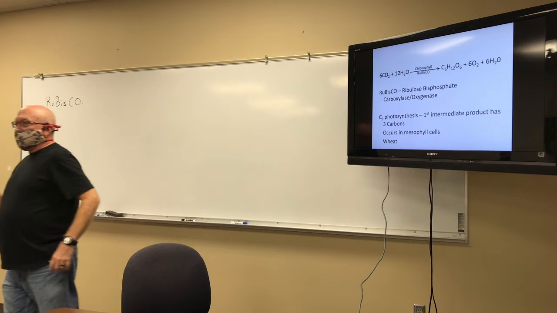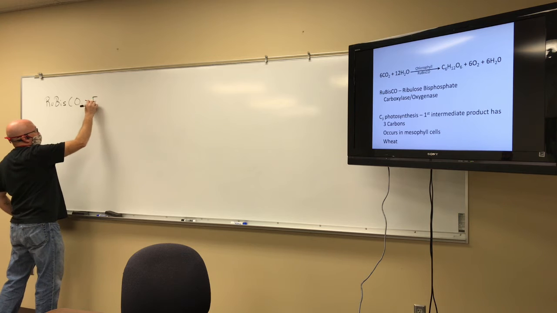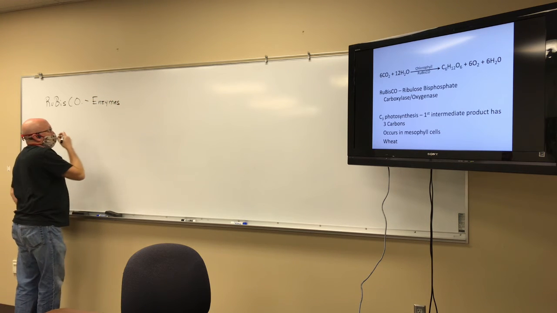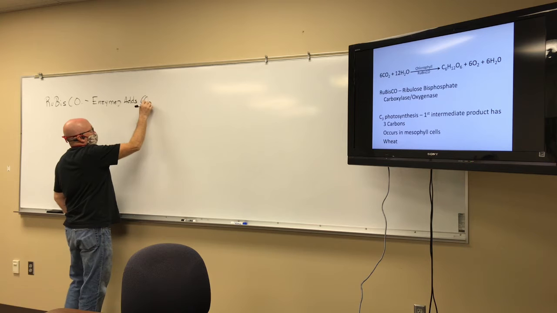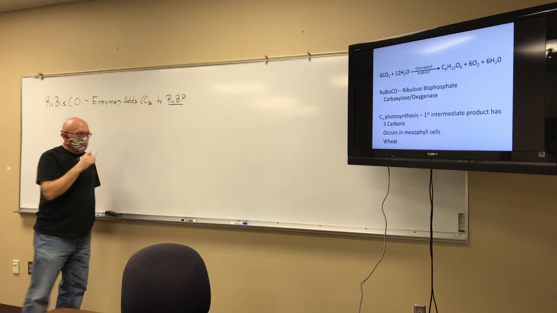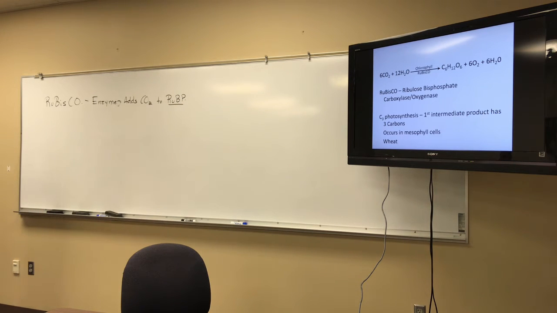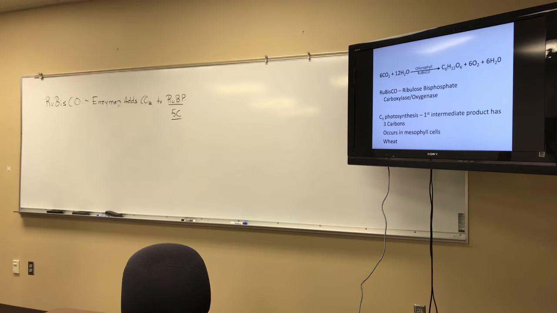Anytime you're adding atoms and molecules together in organisms, we almost always do this with enzymes. Rubisco is an enzyme, and what it does is add a carbon dioxide to this thing called RuBP. You don't really need to know what RuBP is, except that it's a 5-carbon compound in the chloroplast. An enzyme basically just makes chemical reactions occur more easily with less energy.